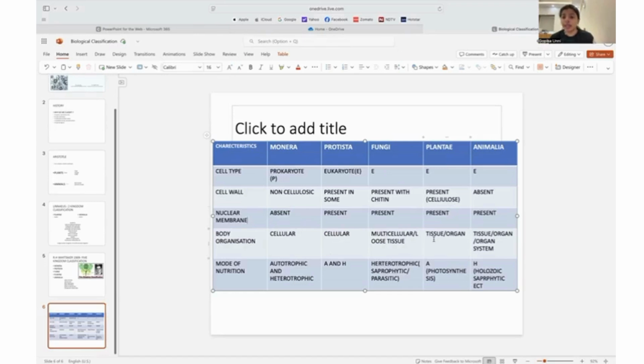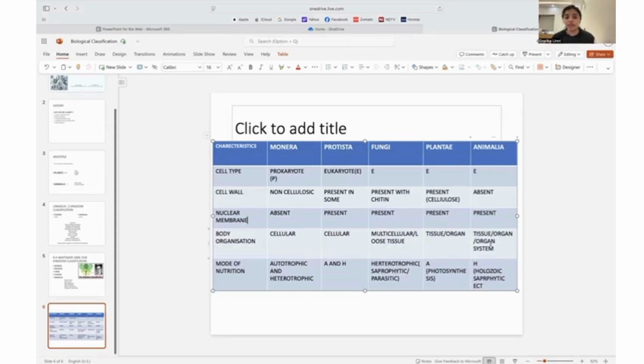Now coming to plants, it has become more organized, more evolution has taken place. So tissue or organ is there for them. And then for Animalia, there is tissue, organ, and organ system. It's more organized. More evolution has taken place.